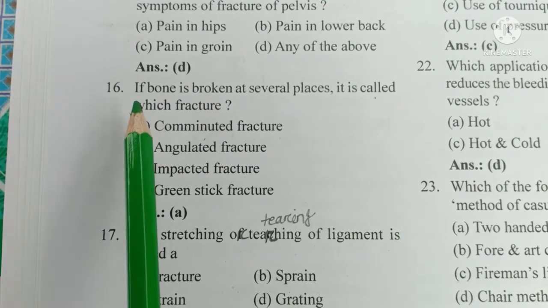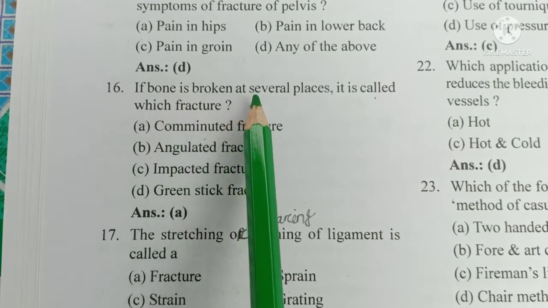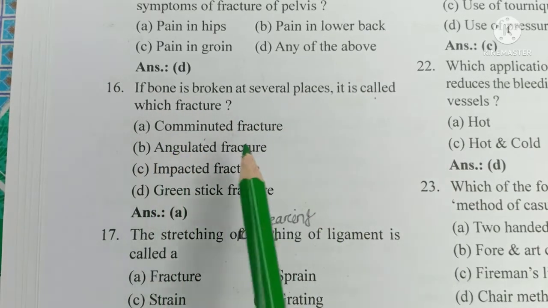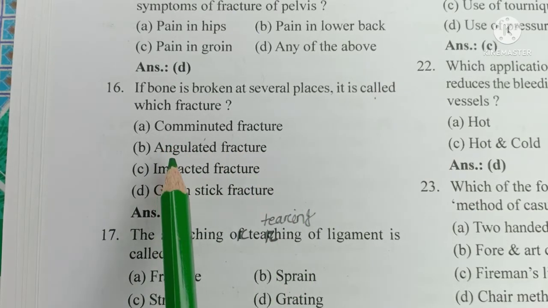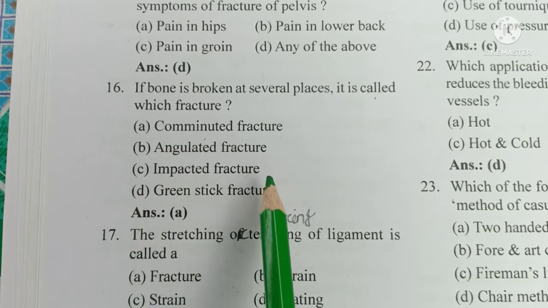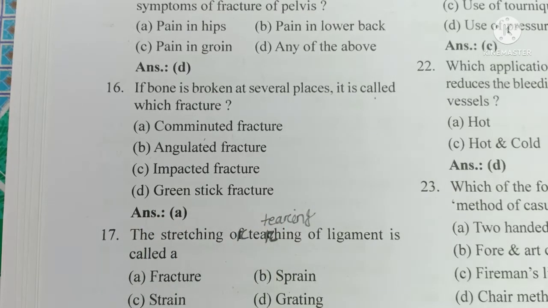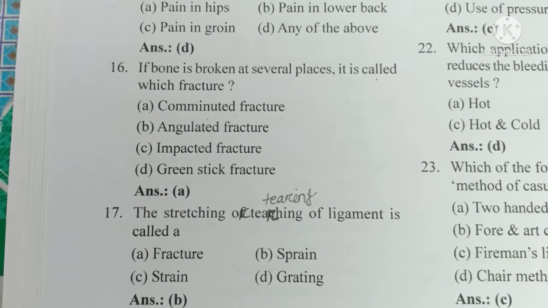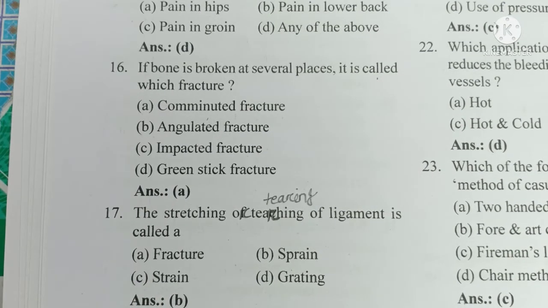Number 16. If bone is broken at several places, it is called which fracture? Options are comminuted fracture, angulated fracture, impacted fracture, green stick fracture. The answer is A. Comminuted fracture. Number 17. The stretching or tearing of ligament is called a fracture, sprain, strain, grating. The answer is B. Sprain. Stretching or tearing of ligament is called a sprain.